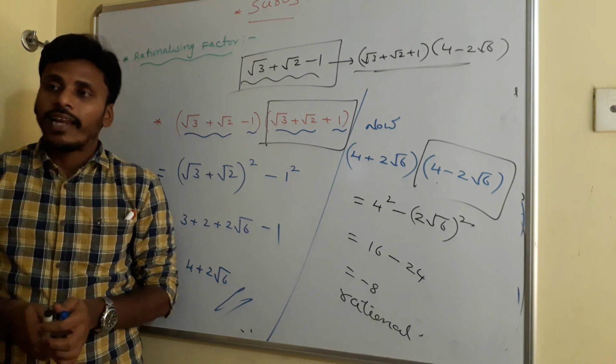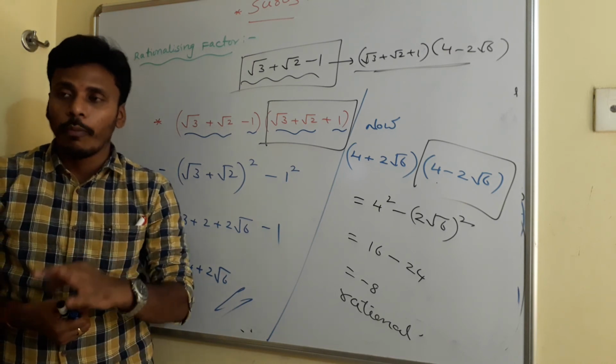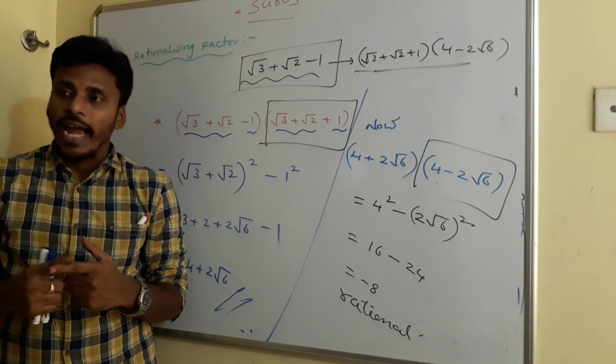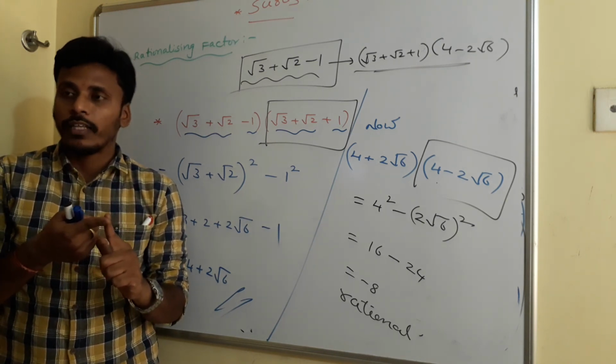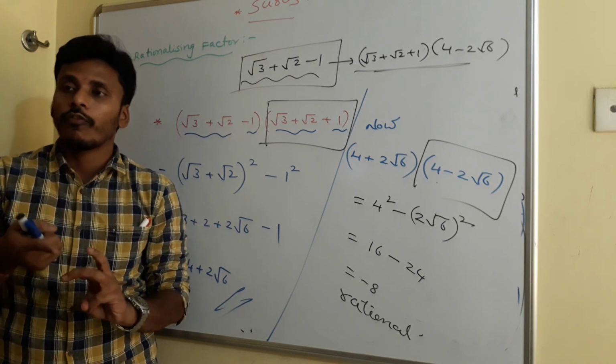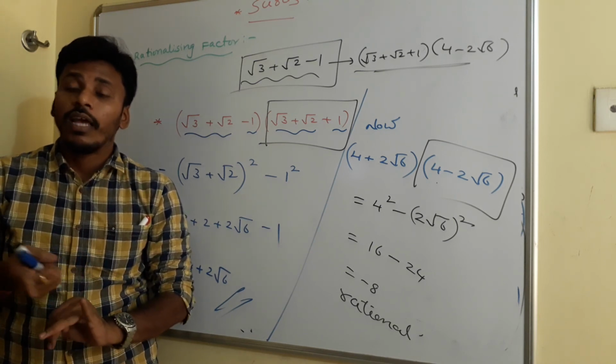So to find the rationalizing factors for binomial and trinomial sets, you need to utilize different identities: a square minus b square, a cube minus b cube, a cube plus b cube, a power 4 minus b power 4, a power 5 minus b power 5, a power 6 minus b power 6.